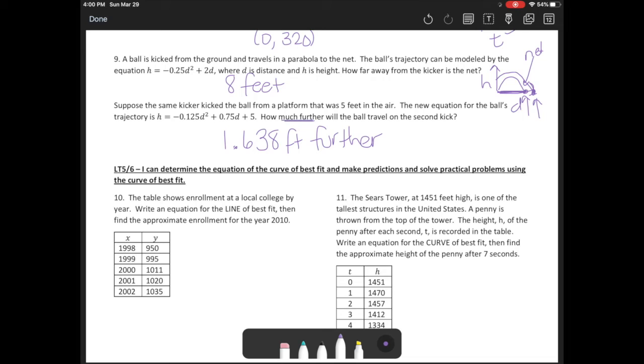And this will need to be edited because it actually travels further on the first kick, not the second one.